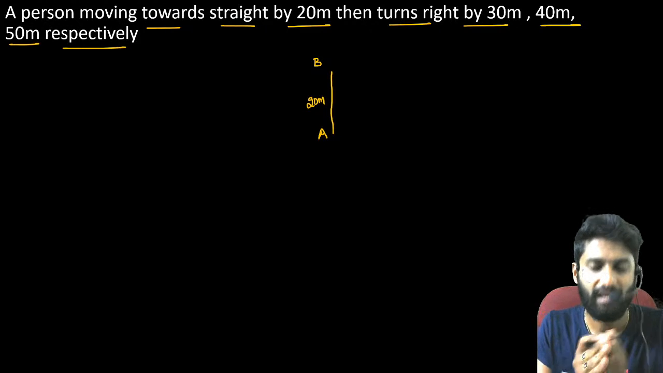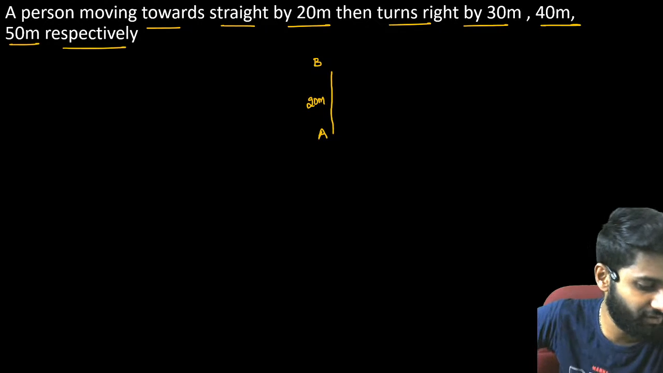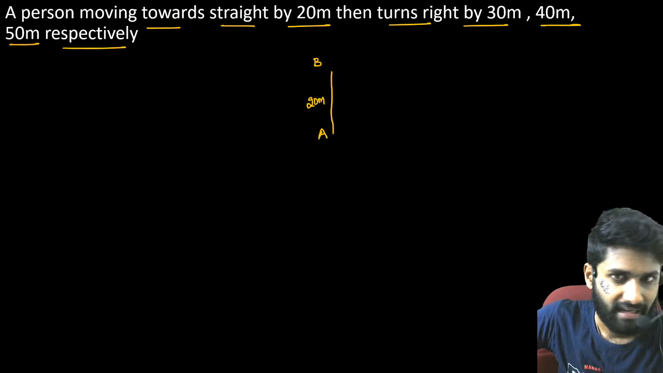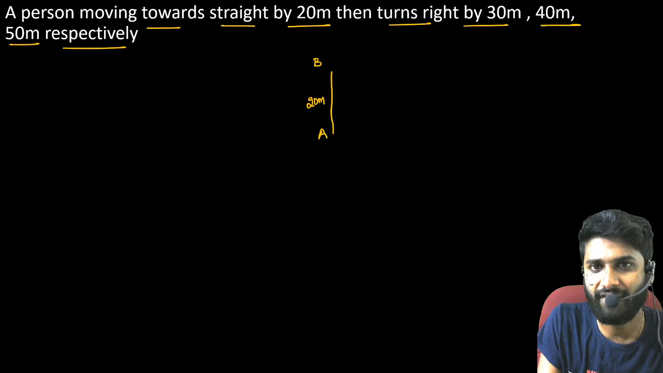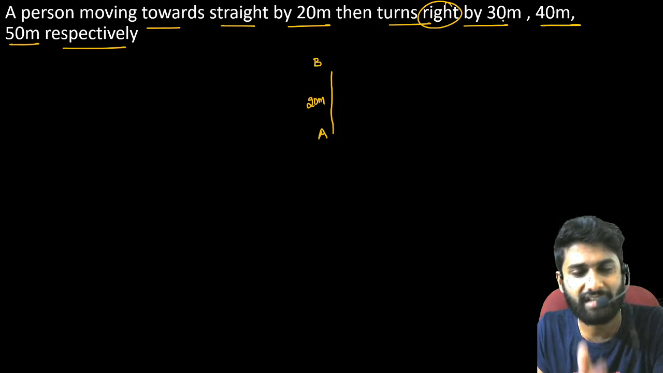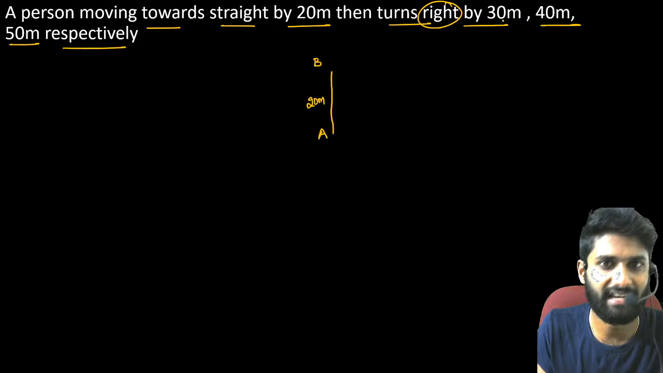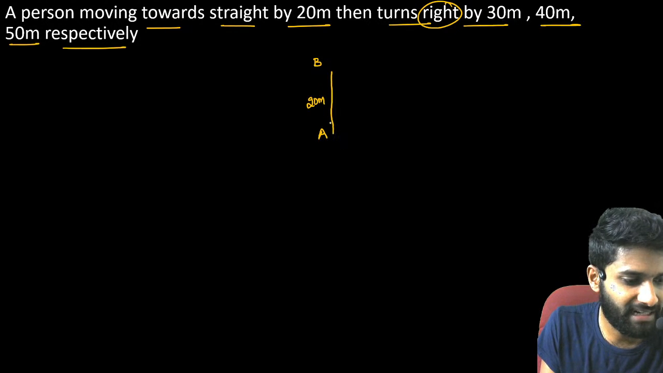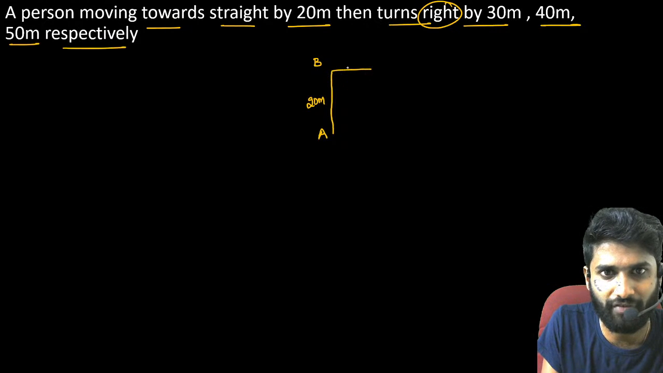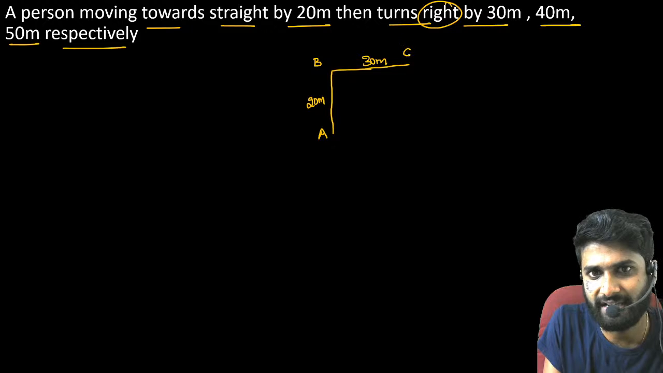What is the meaning? If he turns right by 30, 40, 50, can I consider it as a straight line or individual values? Guys, if any term related to right comes with three different distances, then definitely after covering a certain distance, every time he needs to take a right turn. That is the meaning, guys. From a person traveling towards right 20 meters, he again turns right, a clockwise turn. Now he covered 30 meters. I just indicate point C.